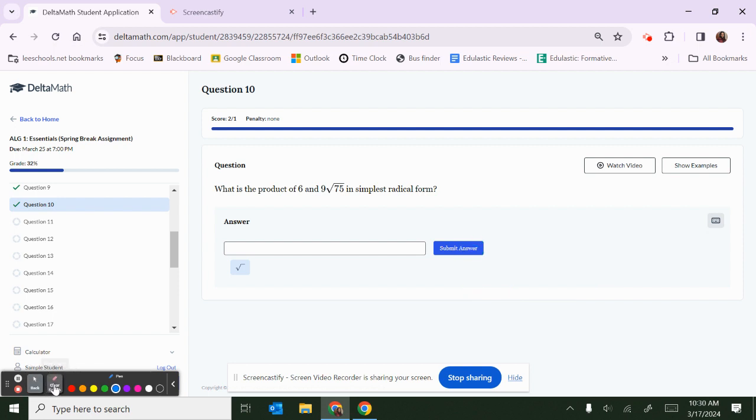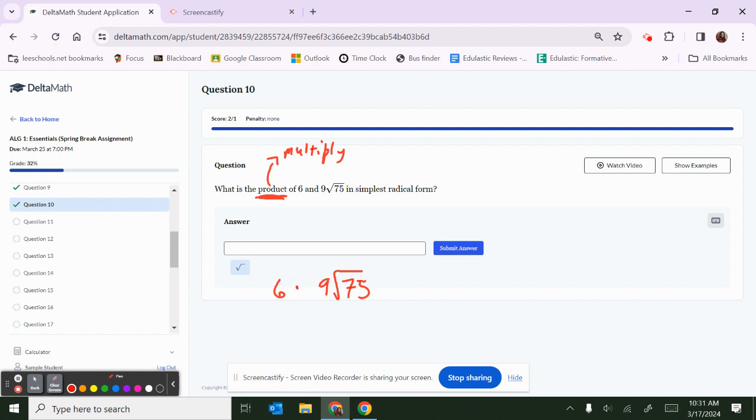So for the next one, guys, it says, what is the product of 6 and 9 square root of 75? Product means you multiply. So that means I'm multiplying 6 by 9 square root 75.